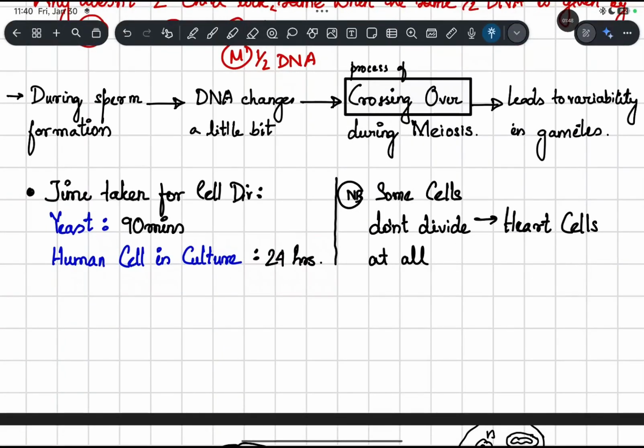Okay, so here we have some basic information. The time taken for cell division is 90 minutes in the case of yeast, and the cell division for a human cell in culture, meaning in the laboratory, is 24 hours, and some cells do not divide. That is the heart cells; they do not divide.